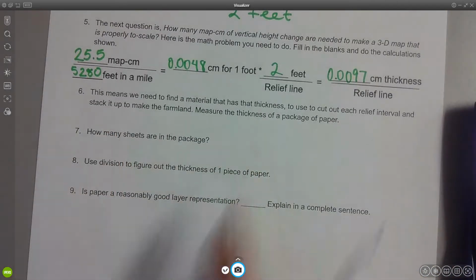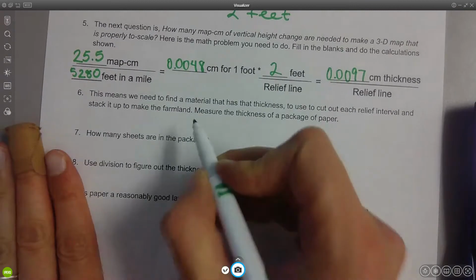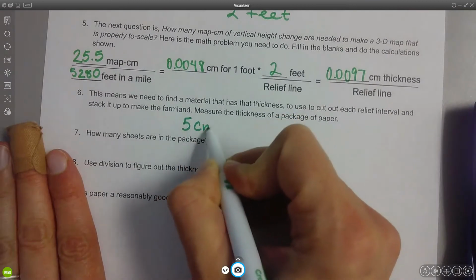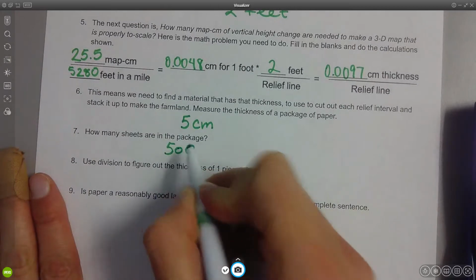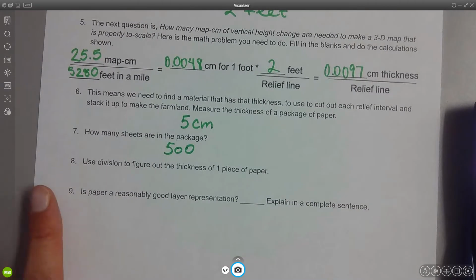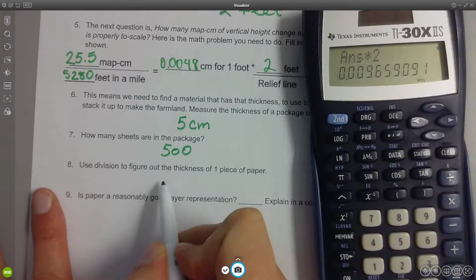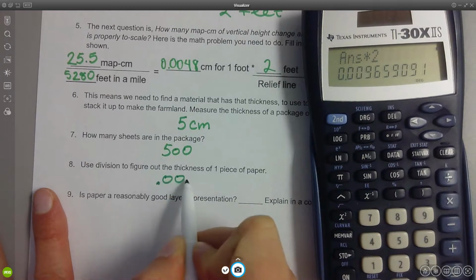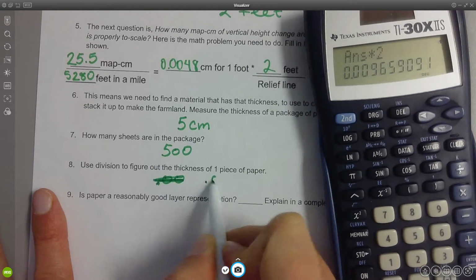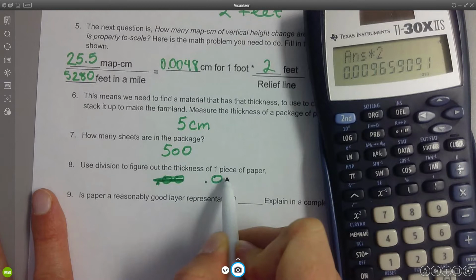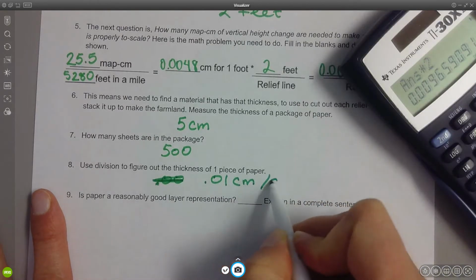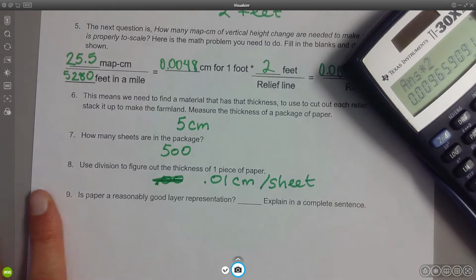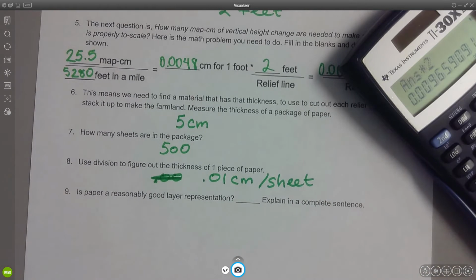And so when you measure the thickness of a package of paper, you should find that it's close to 5 centimeters. There are 500 sheets in the package. That means that each one is 0.01 centimeters per sheet. Okay? And I'll let you do the analysis there at the end.